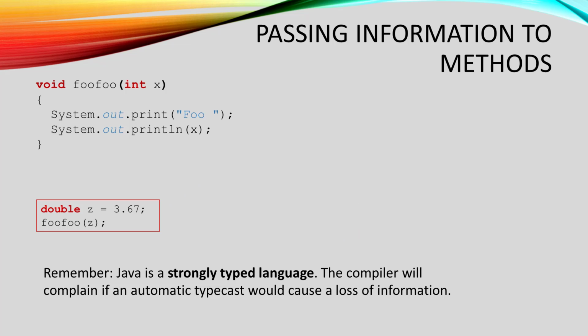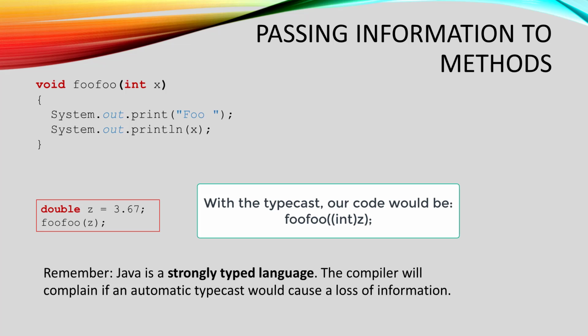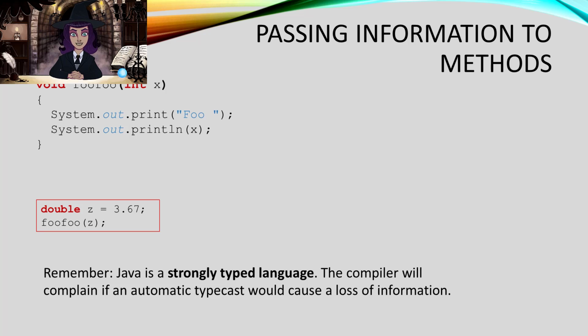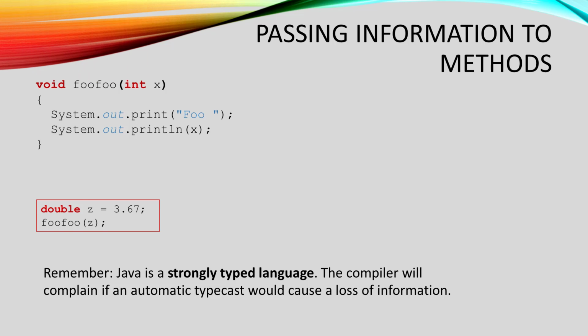Just like when we're learning about types in assignment statements, we could put a typecast to force the conversion. Again, if you think of passing an argument into a parameter, kind of like an assignment statement, this is behaving exactly the way we would expect. This is because Java is a strongly typed language, and the compiler is protecting us from accidentally losing information.